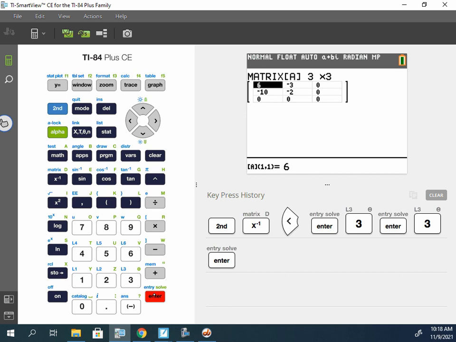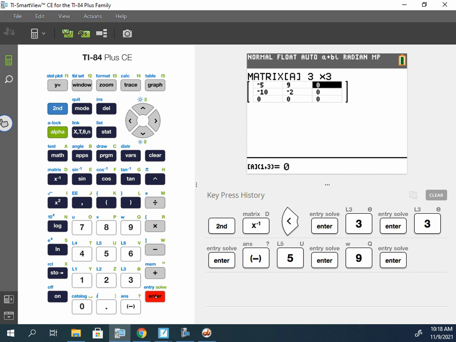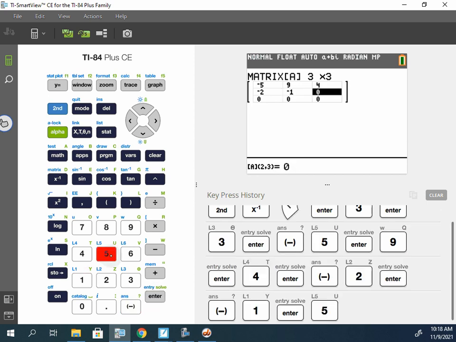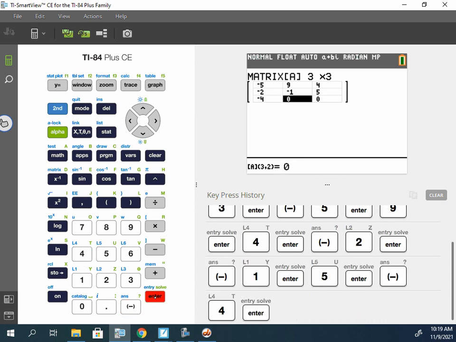X to the negative 1. Now we would have negative 5, 9, 4, negative 2, negative 1, 5, negative 4, 6, 2. So we type the matrix in. We good with that part there?